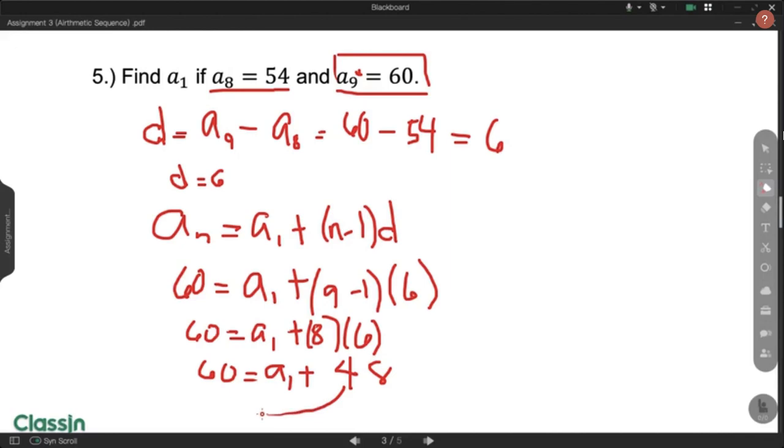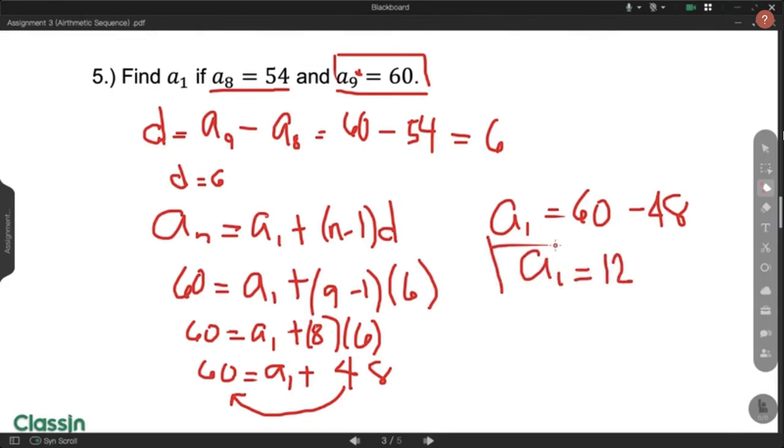We can transpose this, or we can simply subtract 48 on both sides of the equation so that we will have a sub 1 equals 60 minus 48. a sub 1 is equal to 12. Our first term is 12.